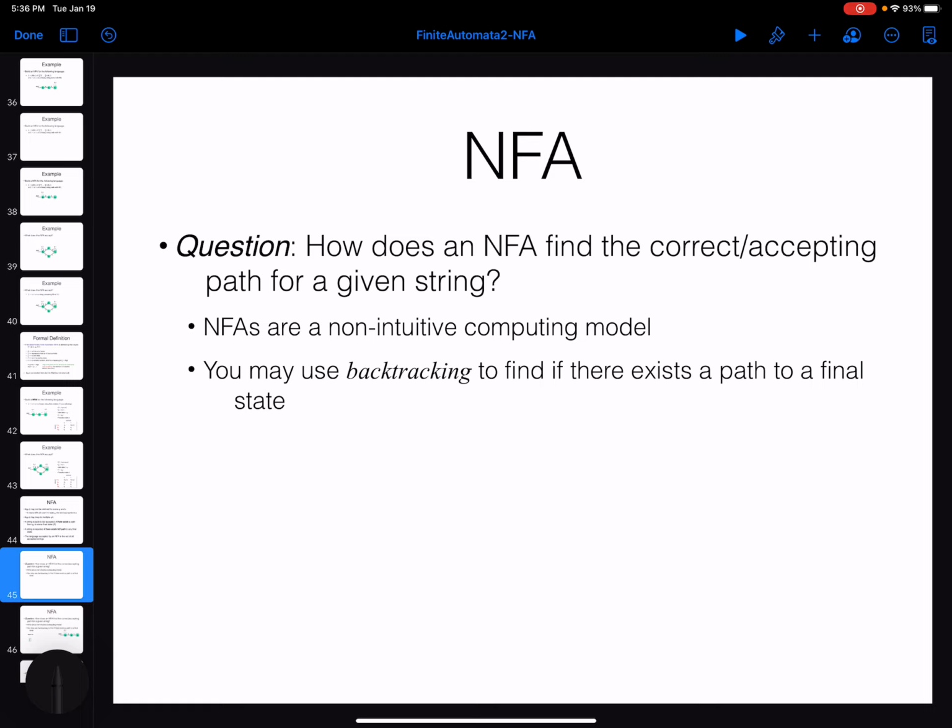NFAs, as I have a couple of times explained, don't have more expressive power than DFAs. They are not going to have more computational power. They have exactly the same computational power as DFAs. So every string that can be accepted by an NFA can be accepted by a DFA as well.